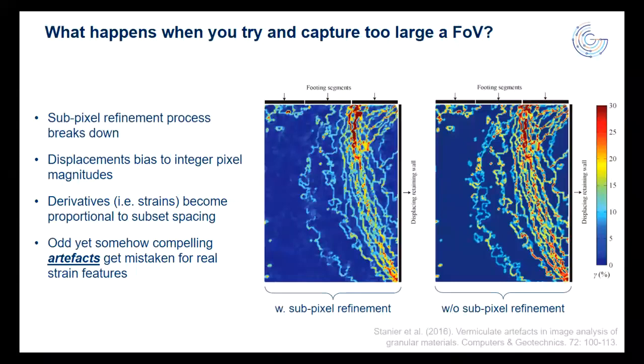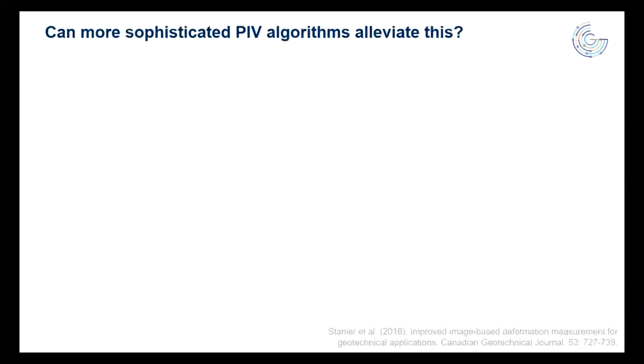Now, this actually got published on the left-hand side. So it was sufficiently compelling that it got through a peer review process, it was published. At the time, it looked like a plausible result. And part of the reason why it felt plausible was this was an experiment performed on glass Ballotini where all of the particles are exactly the same diameter. So perhaps in principle, this could happen. What we asked ourselves at that time was, could a more sophisticated PIV algorithm perhaps alleviate this problem?